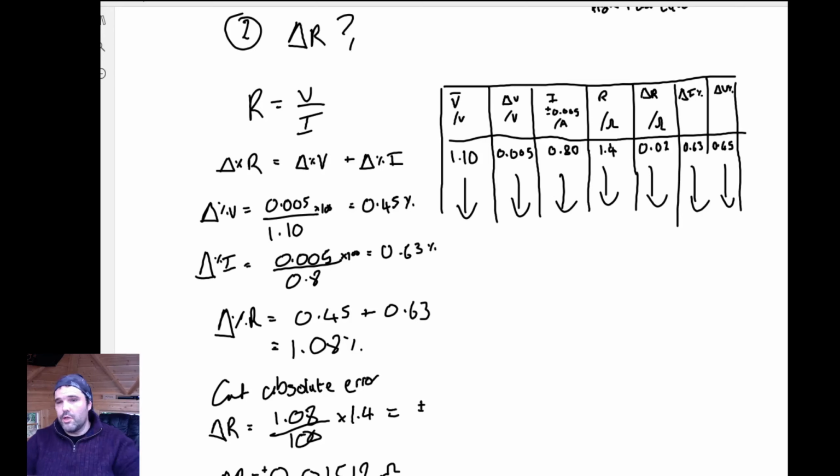The percentage is going to be different from V and I because the values of V and I might change. So the percentage in R is going to change, and as the value of R has changed and the percentage of R has changed, you're going to get a different error for every value of R. You need to work it out separately. There's no shortcuts, I'm afraid, with this.